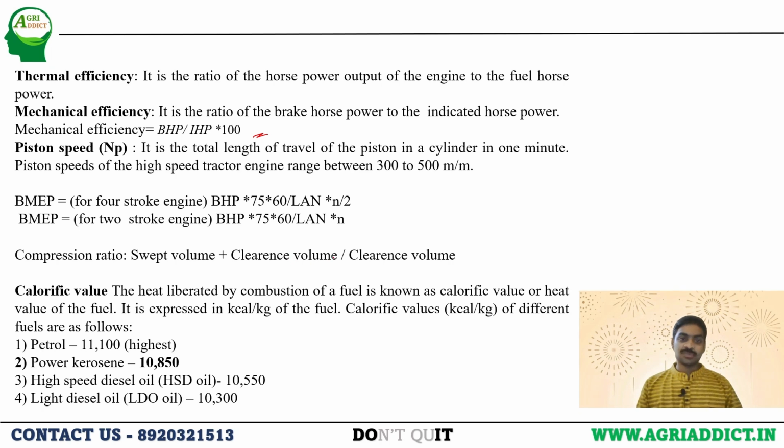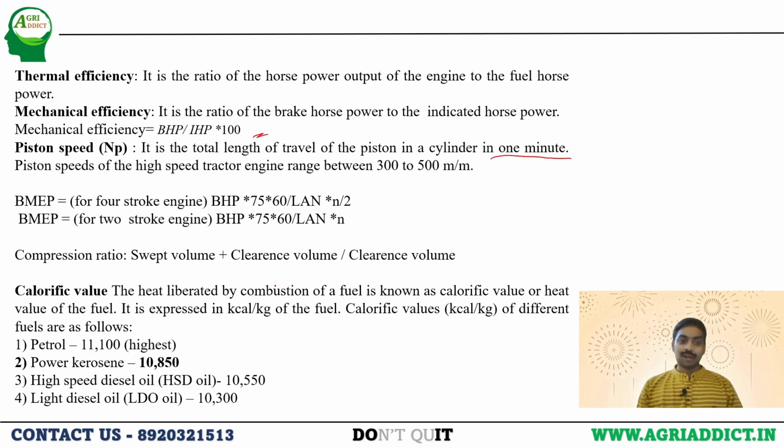Talking about the piston speed, it is the total length of travel of the piston in a cylinder in 1 minute. That particular speed of the piston is what we call piston speed. BMEP is there for the 4-stroke engine and for the 2-stroke engine, and it is calculated by the formula brake horsepower into 75 into 60 divided by L A N into N by 2. If you remove the 2, it will be for the 2-stroke engines. Compression ratio is calculated by the formula swept volume plus clearance volume divided by the clearance volume.